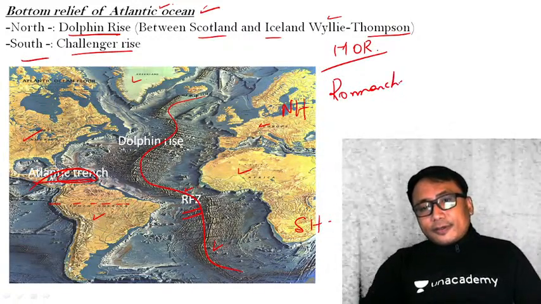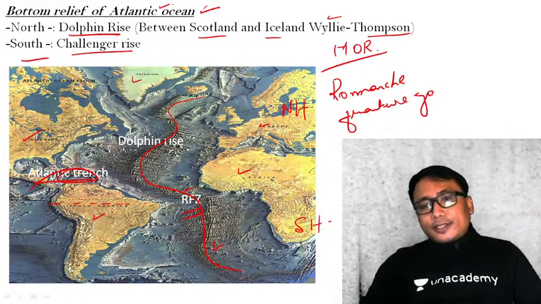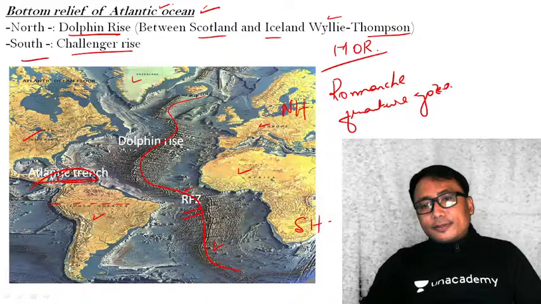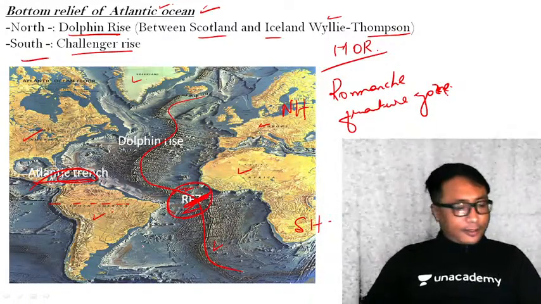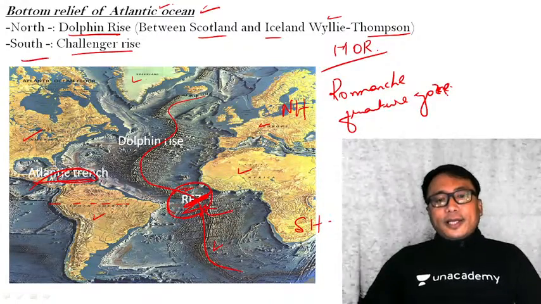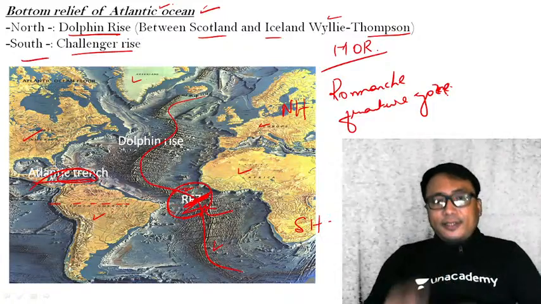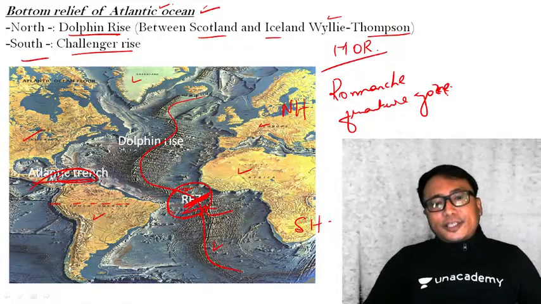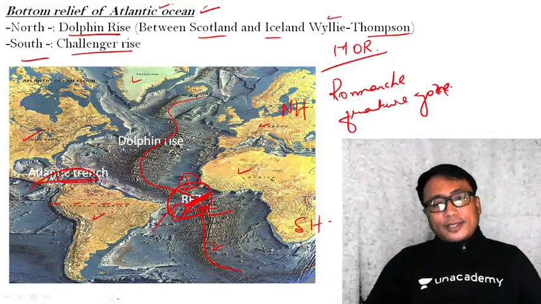Romanche fracture zone. It is a transform fault. Okay. Romanche fracture zone is present here in this region. What is the significance of this Romanche fracture zone? This kind of a fracture or a transform fault allows the easy exchange of oceanic water from one ocean basin to the other.